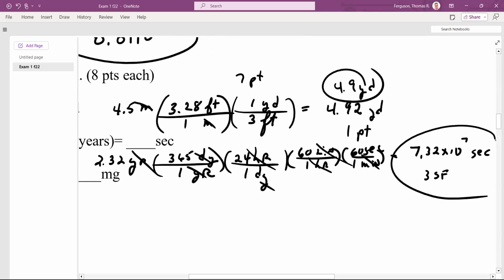Now, I always put the number of sig figs in my answers, just for you guys for clarification. You don't have to put that on yours. If you want to, you can, but I'm not looking for that.